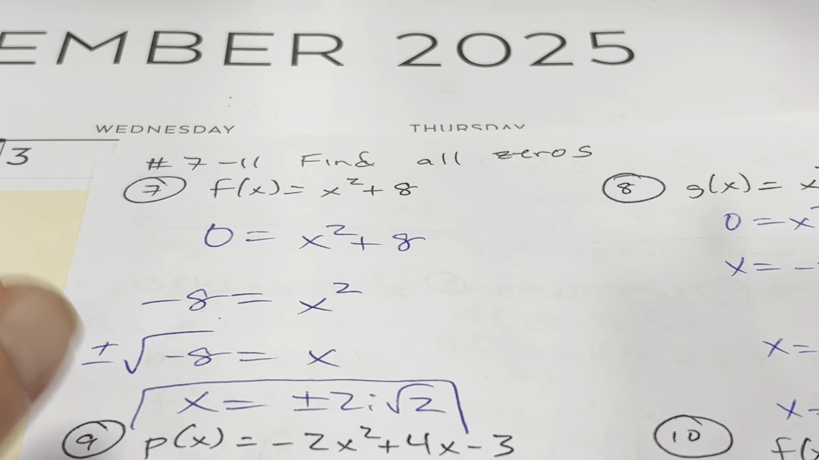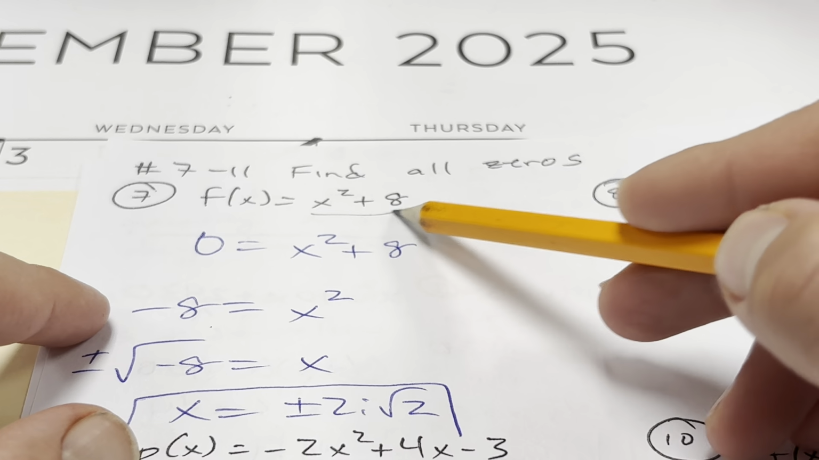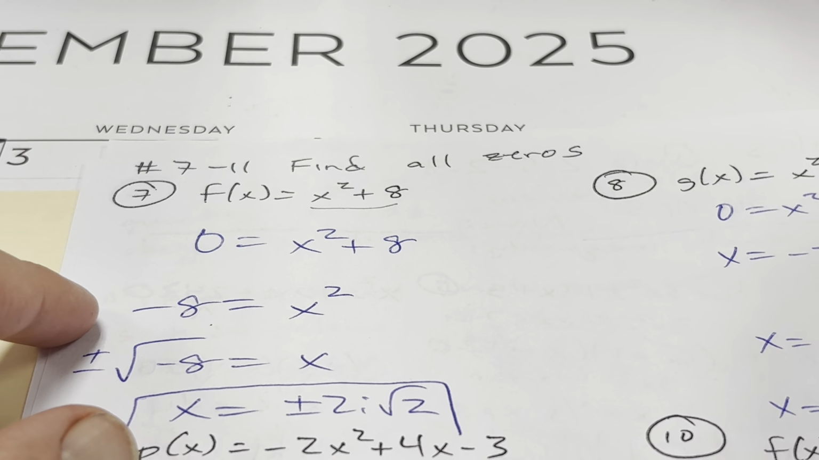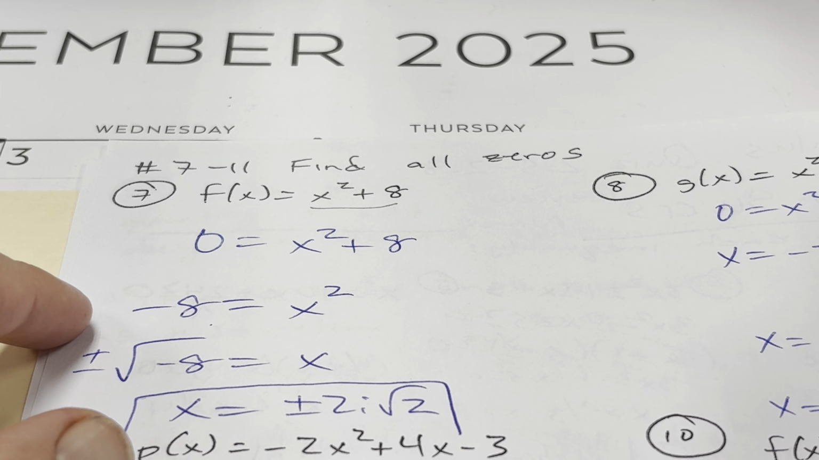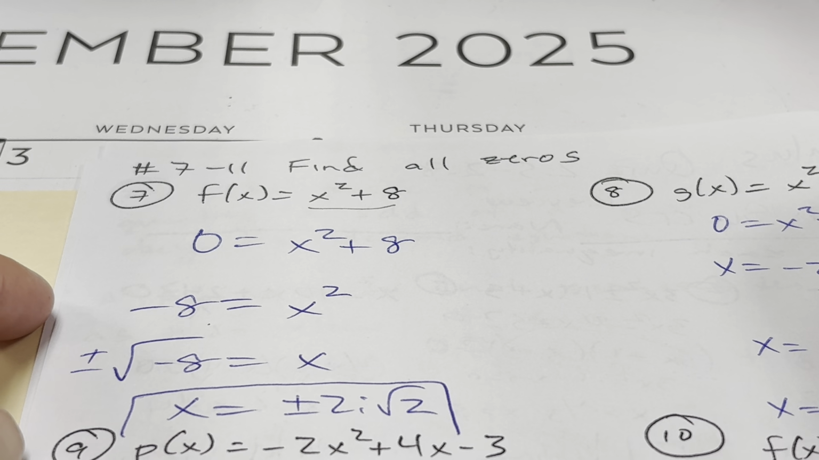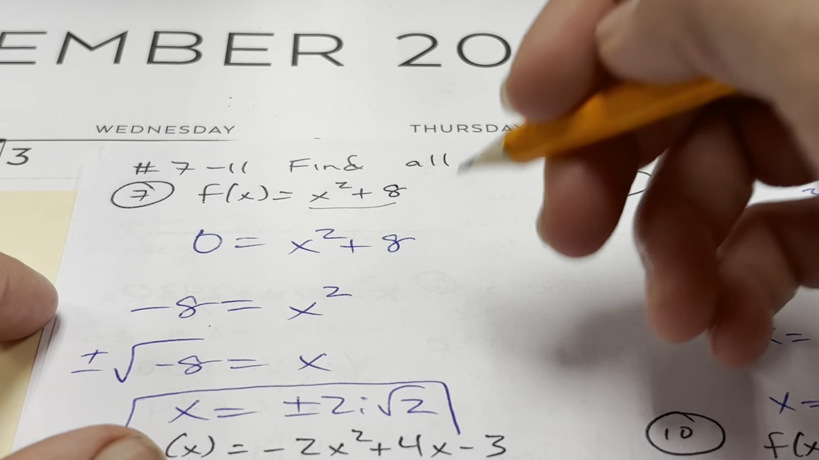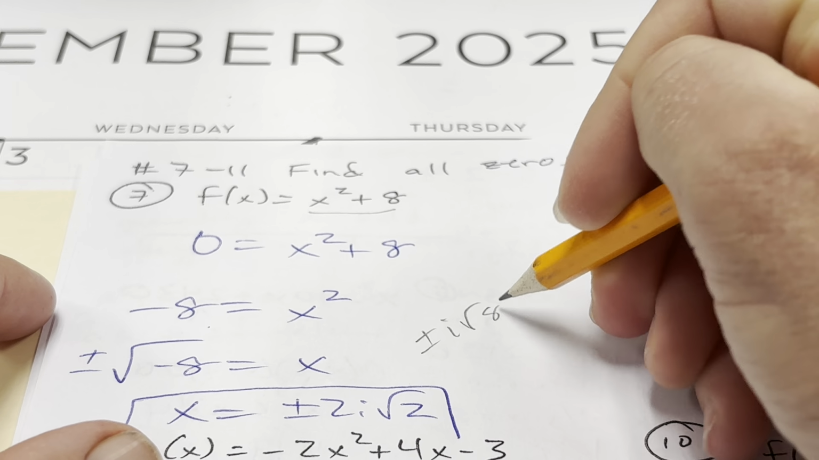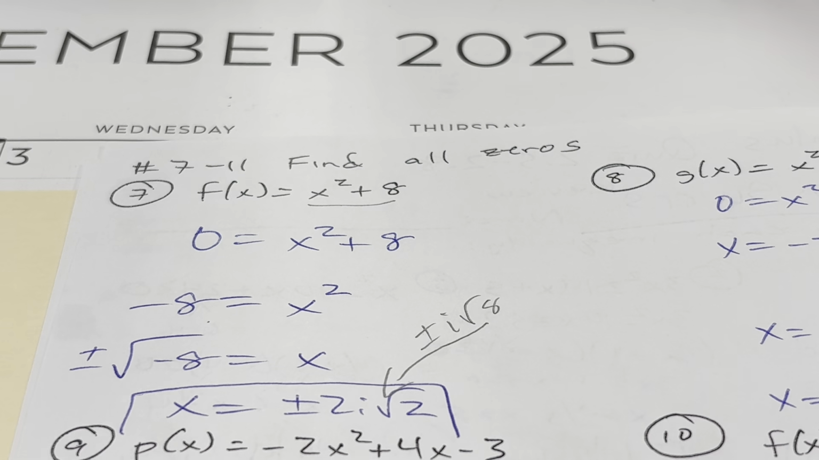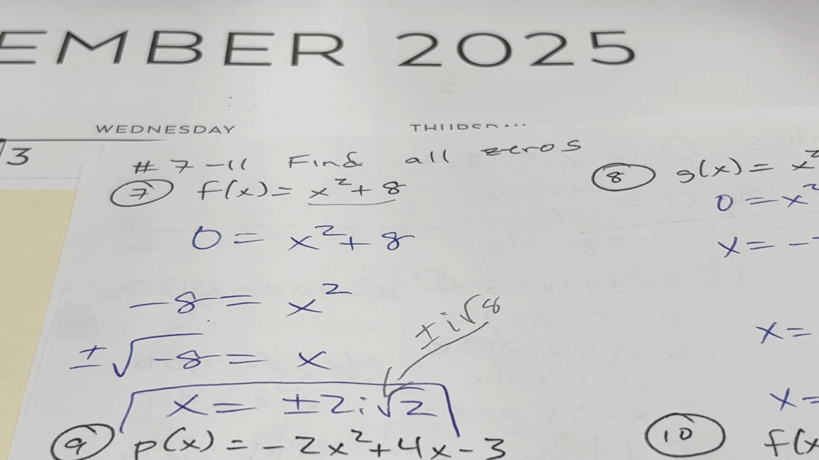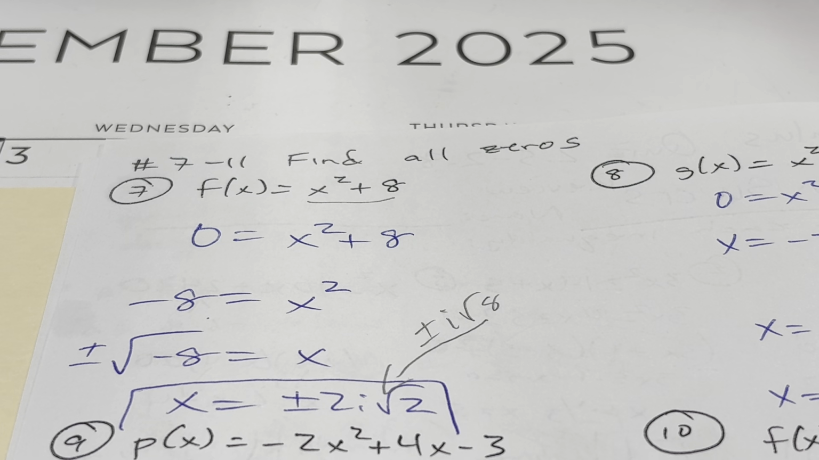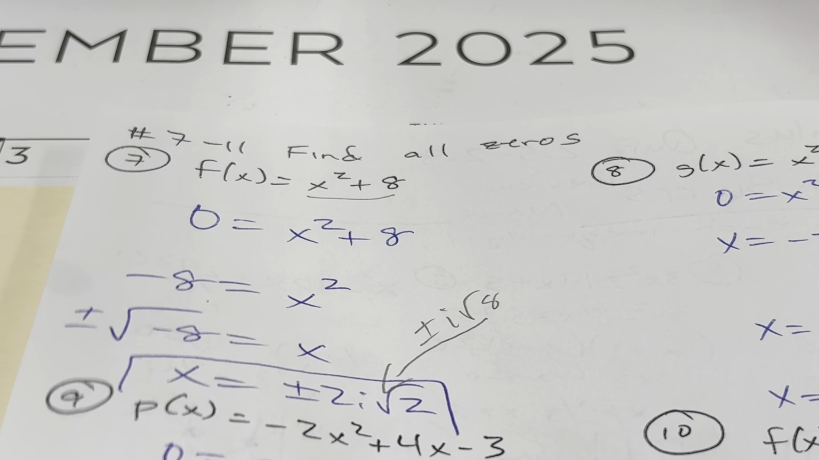So I'm going to let f of x be 0. I'm going to set this equal to 0. So x squared plus 8 is equal to 0. I'm going to subtract 8 from both sides. I'm going to take the square root of negative 8. That's plus or minus i root 8, which all your calculators can simplify. Plus or minus 2i root 2. All right. One should not be too bad for us.